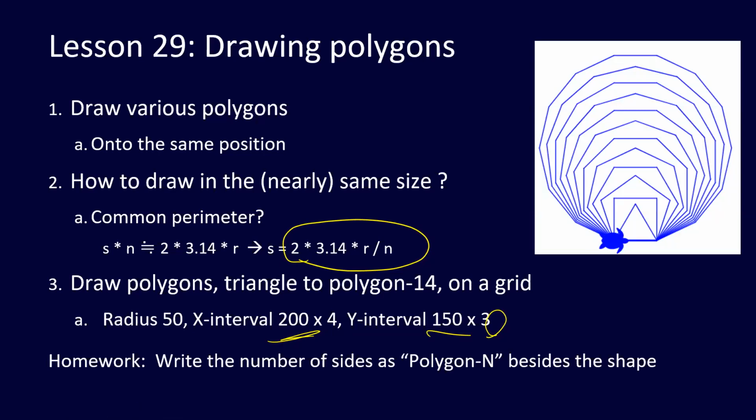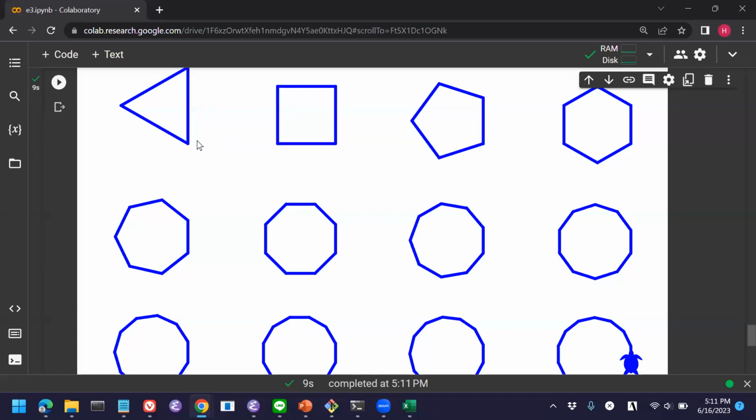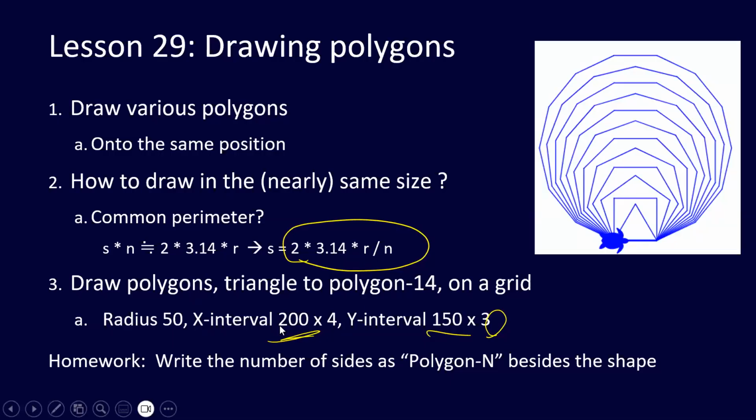Homework: write the number of sides or vertices as polygon n beside the shape. So here, polygon 3, polygon 4, polygon 5, polygon 6, something like that. Maybe we can decrease this. Anyway, be sure to come back with your homework results and see you again.